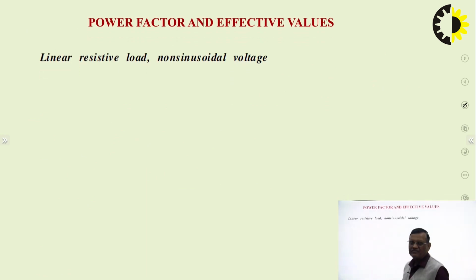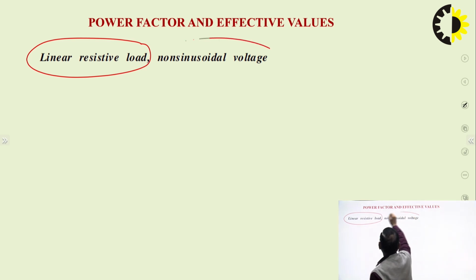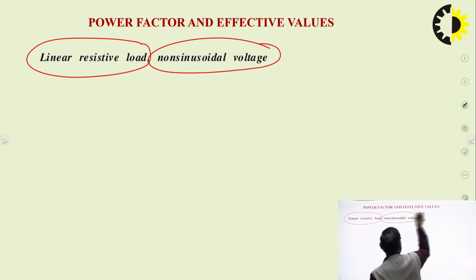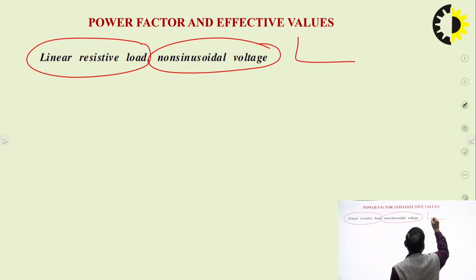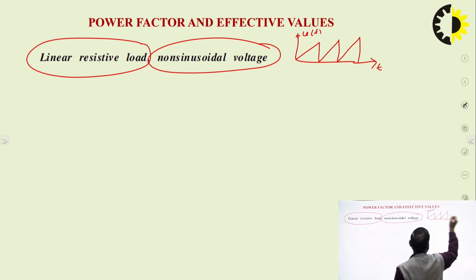Now, let us discuss the significance of power factor. Suppose the load is purely resistive, but the supply is non-sinusoidal periodic. Say it is like this, a sawtooth. It is periodic, but non-sinusoidal, with period T, 2T and so on.